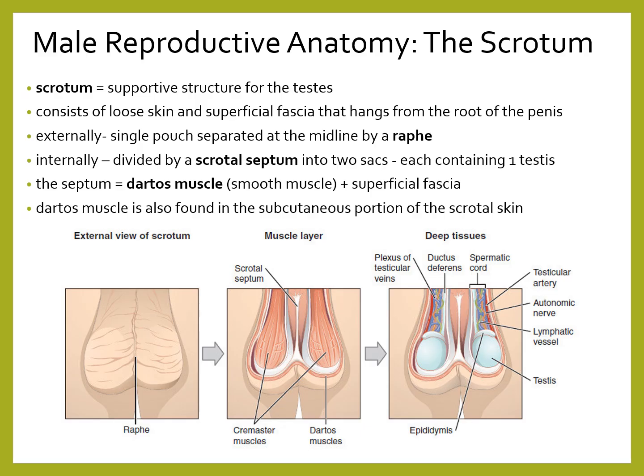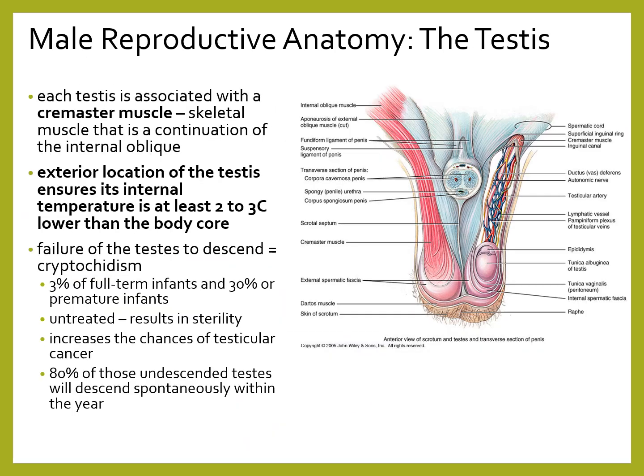And this is important because the process of making sperm, or what we'll see is called spermatogenesis, is not as efficient at the internal temperature of the pelvis. So it's not very efficient at 30 degrees Celsius. But having the testes supported away from the pelvis and having a slightly cooler temperature means that spermatogenesis can be optimized. Each testes is associated with some muscles.